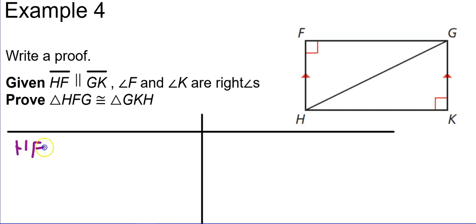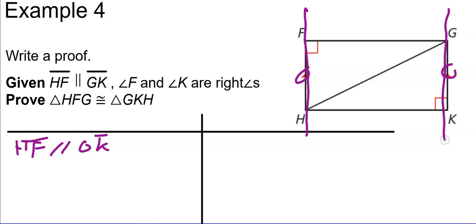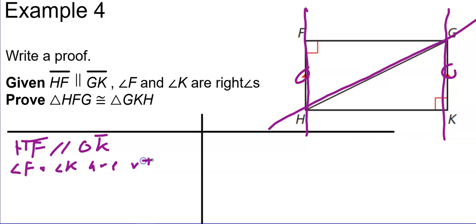We have HF is parallel to GK. Okay, that's marked right here. This line, this line. So let's go ahead and go back to what we know. And here's our transversal here, right? All right. Then we're also given that angle F and angle K are right angles. Those are both given to us.